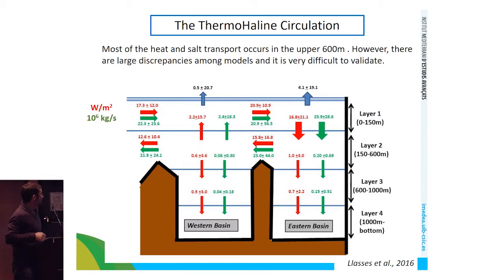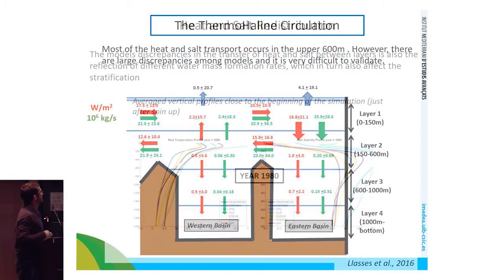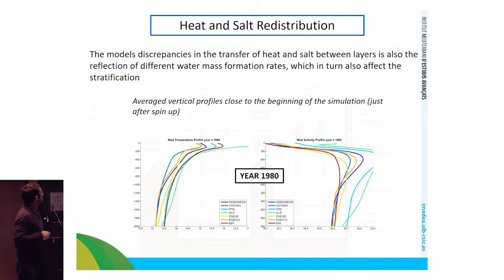And then these discrepancies in the models are quite relevant also for the definition of the water masses. I mean, because we are not producing the right amounts of water masses, or because the properties are not the right ones, we can end up with strong differences in the characteristics of the basin. Here, for instance, what we have is the average temperature profile for the Mediterranean in a bunch of models and the salinity. And you can see the huge difference that we have here.